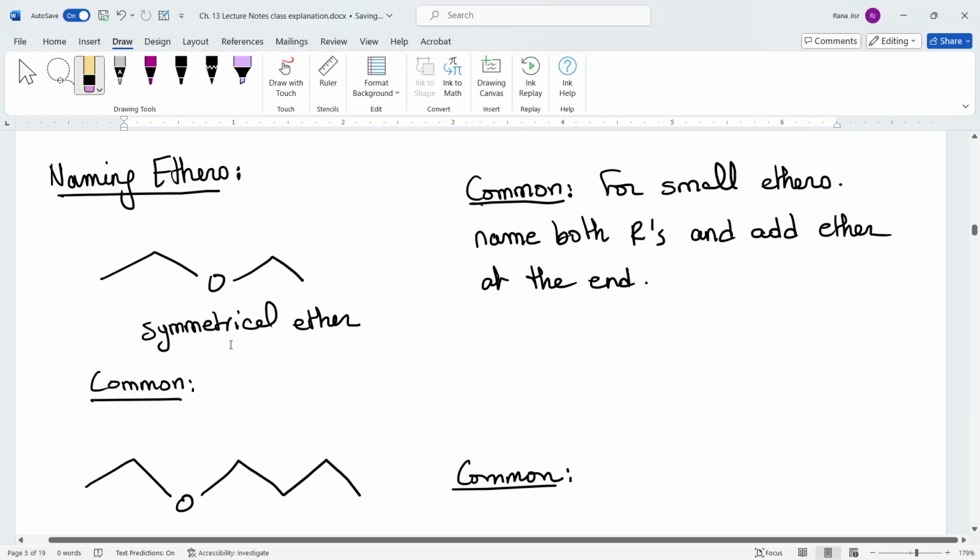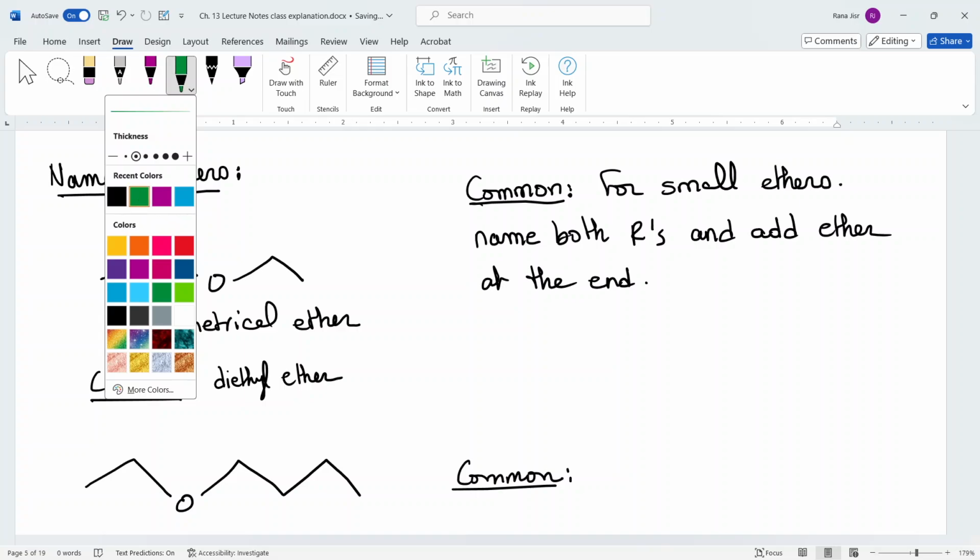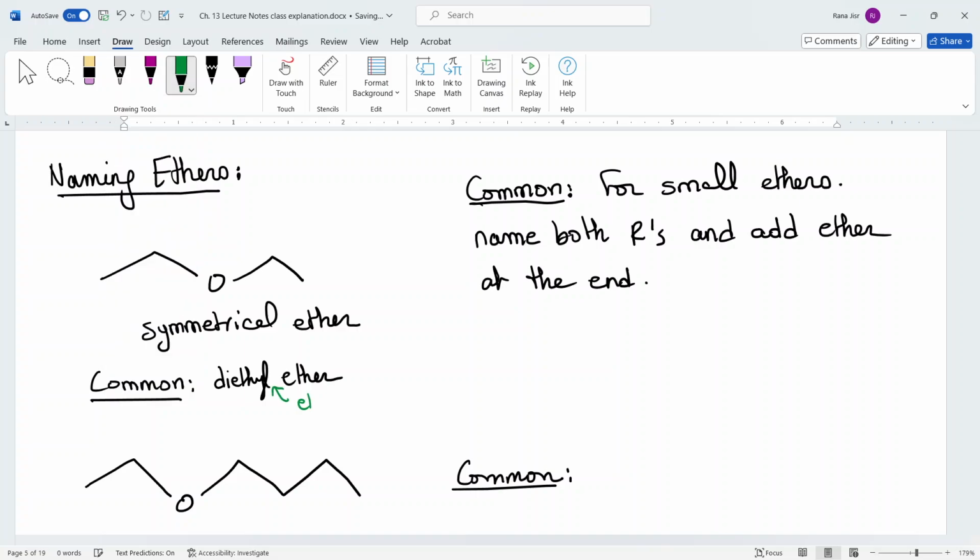For naming ethers, this is an example of a symmetrical ether. And this is a small ether, and for smaller ethers, we prefer to name them as common rather than IUPAC. It's easier. So the name for this one is going to be diethyl, and then the ending is going to be ether. There is a space between the diethyl and the ether.